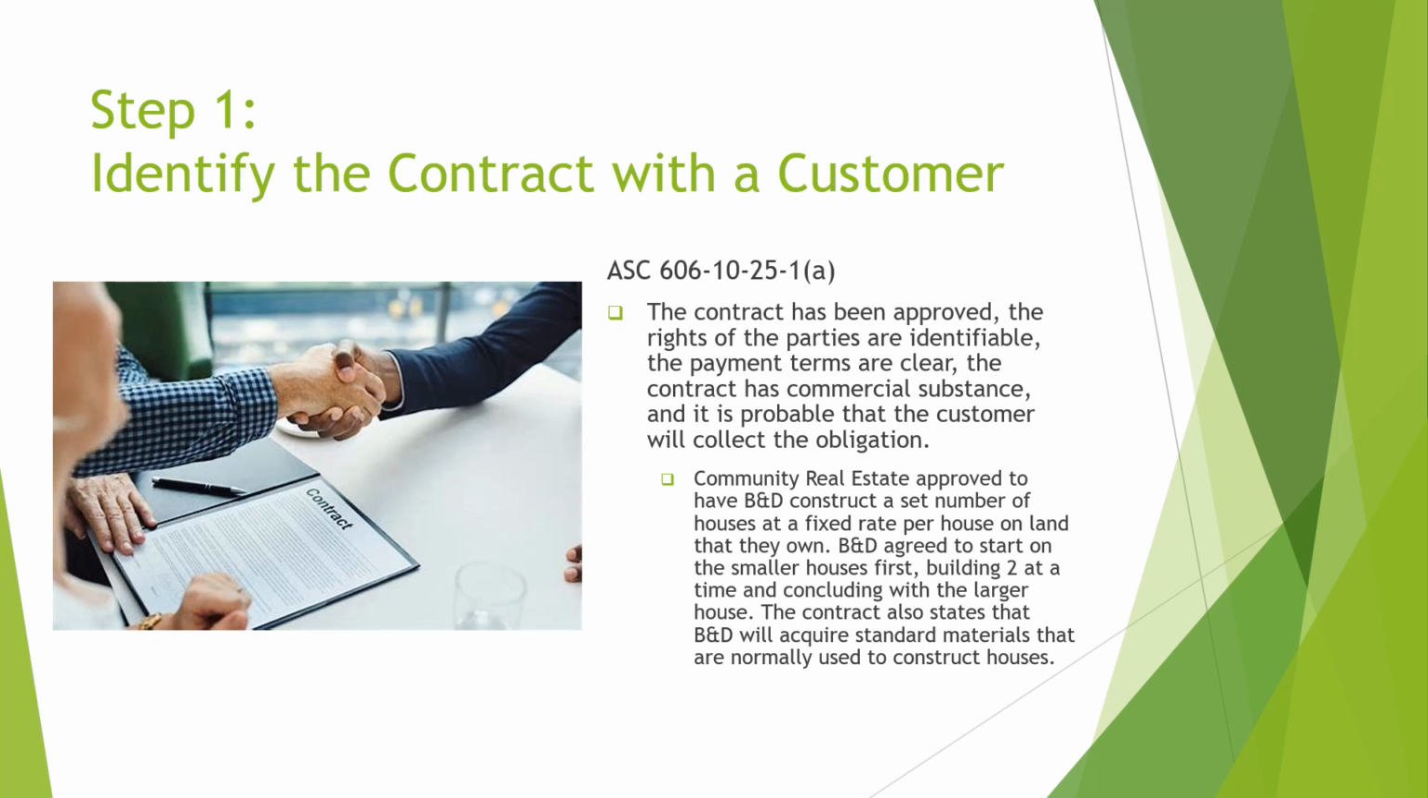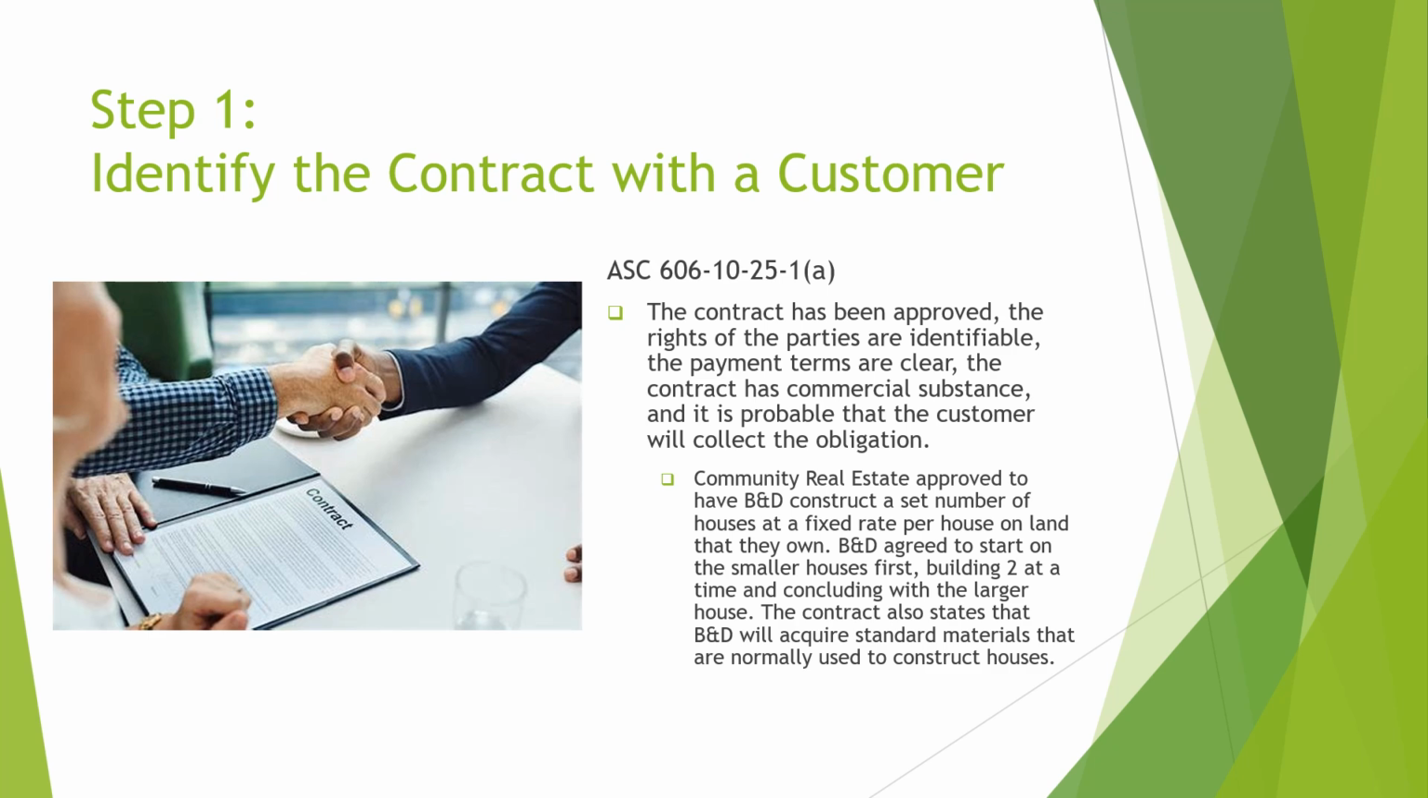Step 1. Identify the contract with a customer. Under guidance of ASC 606-10-25-1, Step 1 states that the contract must be approved between all parties involved. The rights of the parties are identifiable. Payment terms are clear. The contract has commercial substance, and it's probable that the entity will collect the consideration.